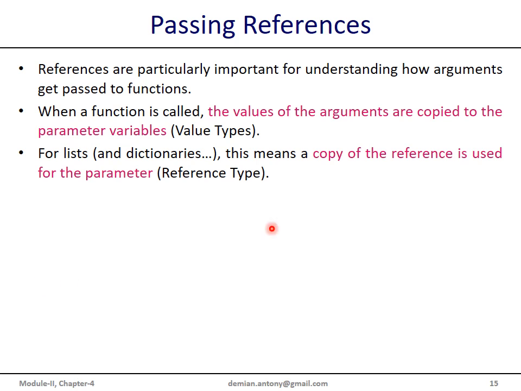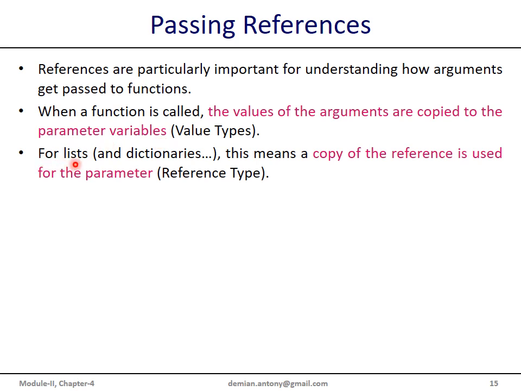Let us understand passing a list to a function. Normally, when a function is called, the values of arguments are copied to the parameter variables which are found in the function header. And this happens to data types which are called value types, like integer variables and strings.